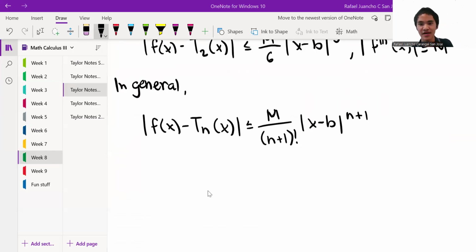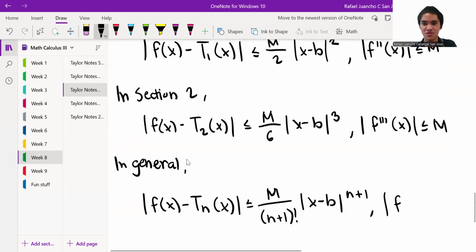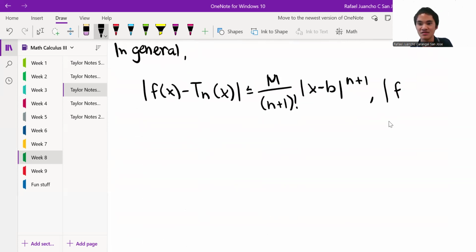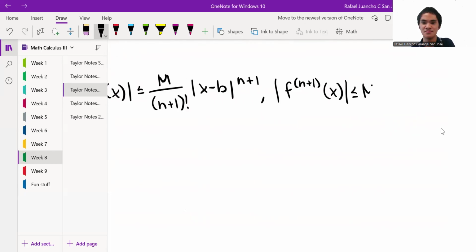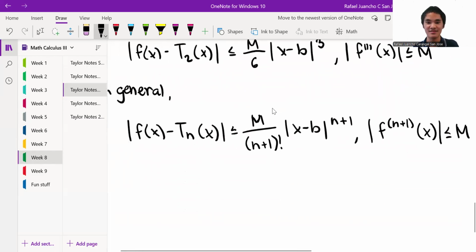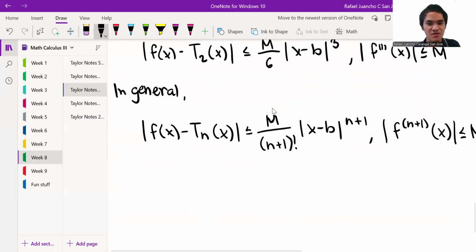And now, how do we get our m? That's the other thing. Well, it's going to be f. So again, this is 2, this is 3. 1, this is 2, so it's f to the n plus 1. Then this is, I believe, x less than or equal to m. So that's the general stuff, right? And that works for all x in that interval, where t sub n is the nth Taylor polynomial for f based at b. Don't worry, I just read all of that.